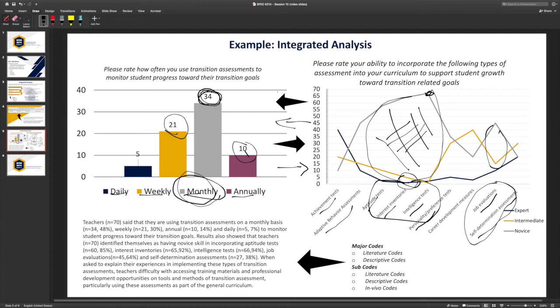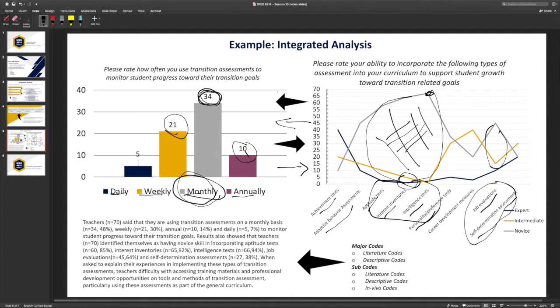So going back to our example here, you see that I have our write-up of our bar chart, of our ranking chart, and our multiple grid ranking chart. And then I follow that up with a summary of the qualitative information. What I'm not doing is providing a list of my major and minor codes. What I'm doing is summarizing those codes that I had found. So here you see that I said when asked to explain their experiences in implementing these types of transition assessments, teachers talked about difficulty with accessing training materials and professional development opportunities on tools and methods of transition assessment, particularly these assessments as part of the general curriculum.